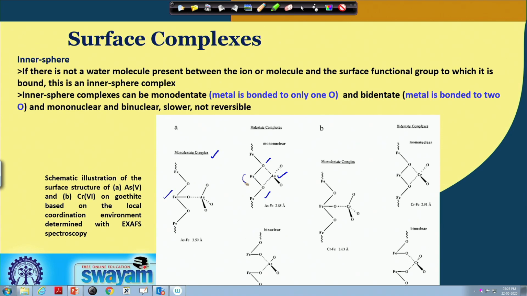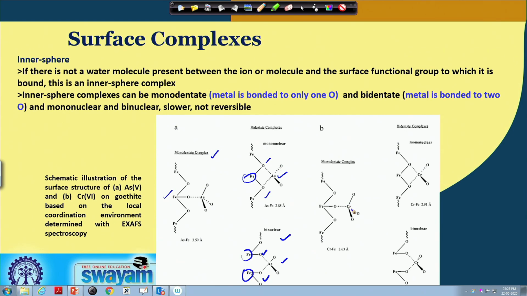However, this is mononuclear. This is also a binuclear bidentate complex, where arsenic is linked with 2 oxygen, which are coming from 2 iron atoms, so it is linked with 2 different iron atoms. So, it is a bidentate binuclear complex.